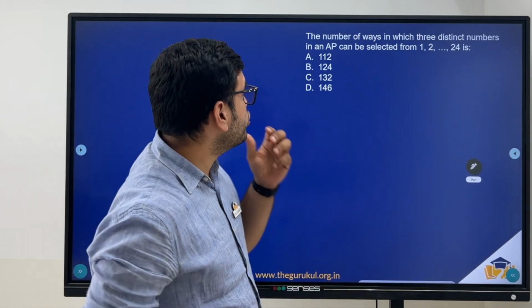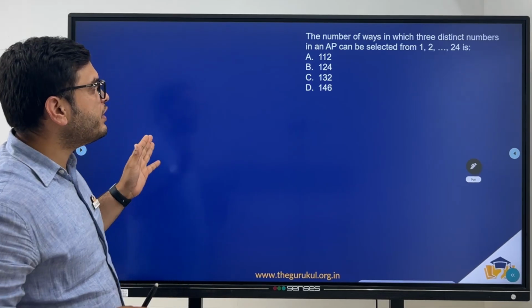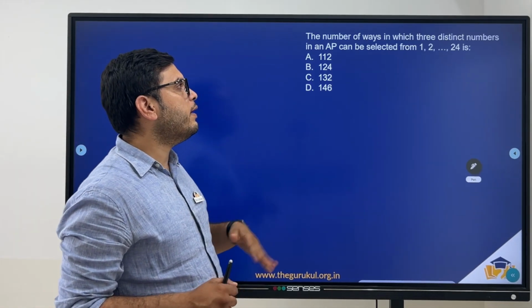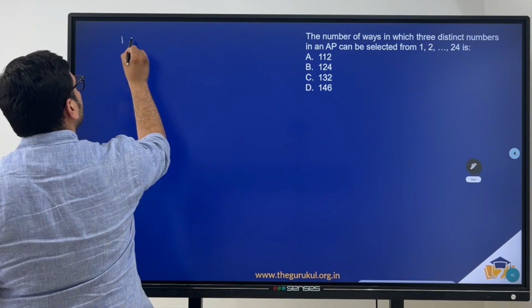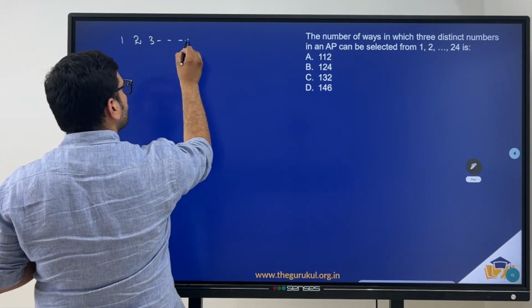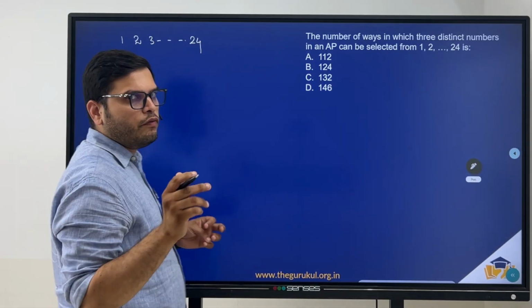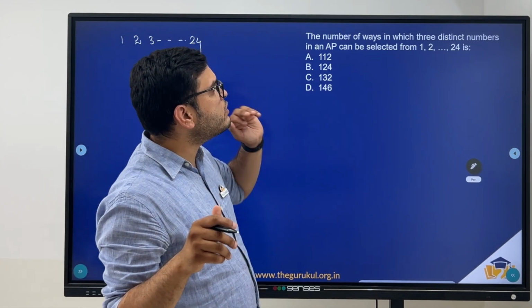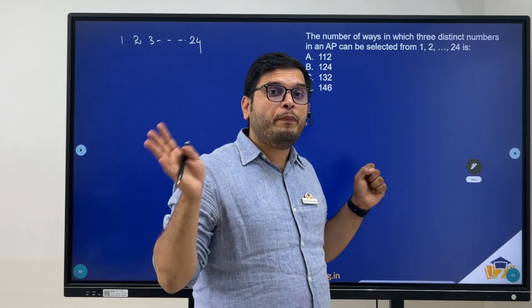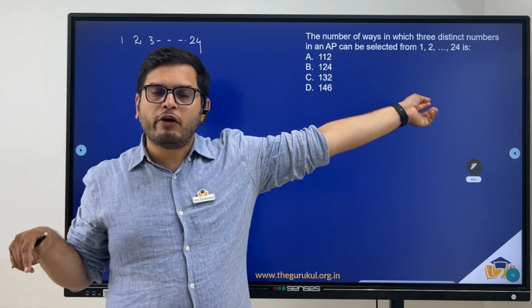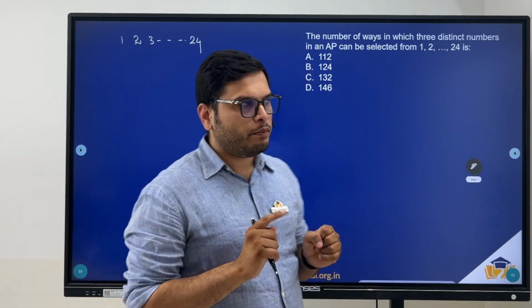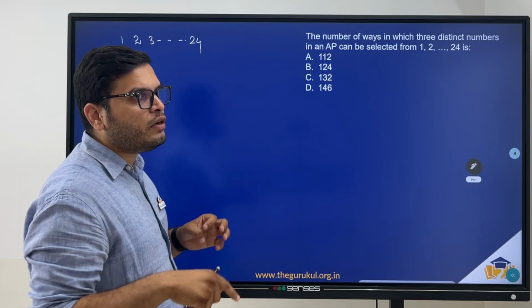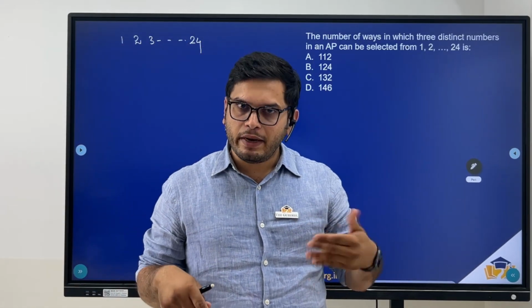Now coming to the third question: the number of ways in which three distinct numbers in an AP can be selected from 1, 2, 3, so on till 24. So we are asked to find the number of ways in which three distinct numbers, and they should be in AP, can be selected from the first 24 natural numbers, right? So they have to be distinct. That means the common difference should be greater than 0.